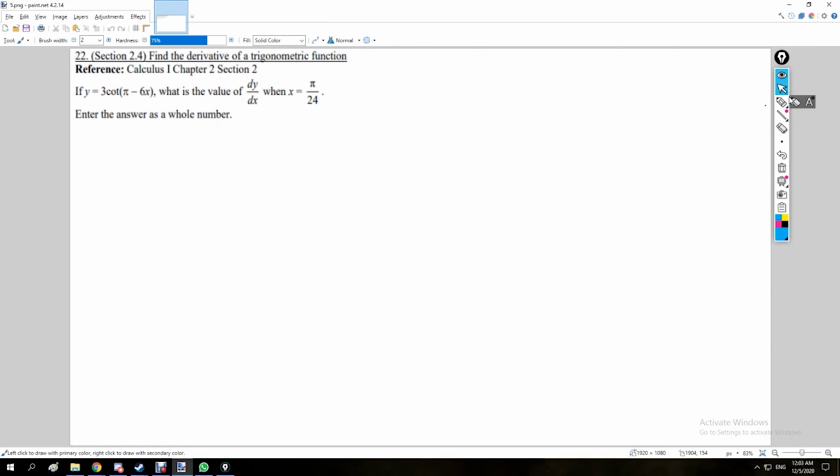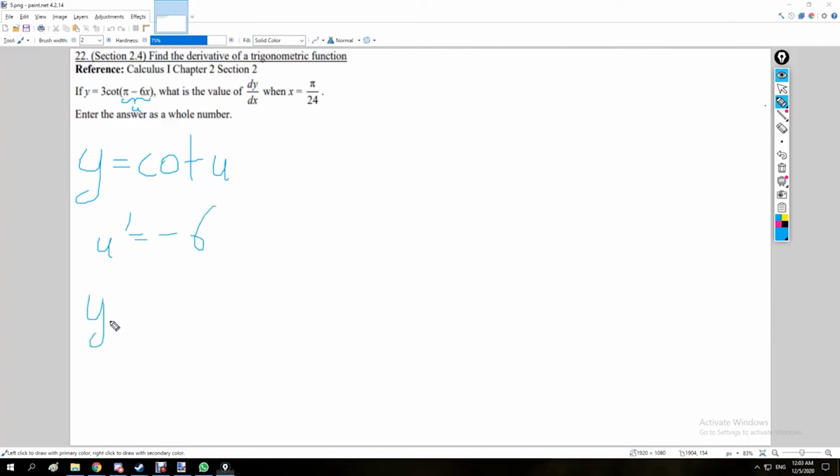Moving on to grid question 22, we are given that y is equal to 3 cotan of pi minus 6x, and we want to find the value of dy over dx when x is equal to pi over 24. So we want to find y prime and then substitute pi over 24 for x. Y is, in this case, in the form cotan u, and we will take pi minus 6x as u, and so u prime is minus 6.